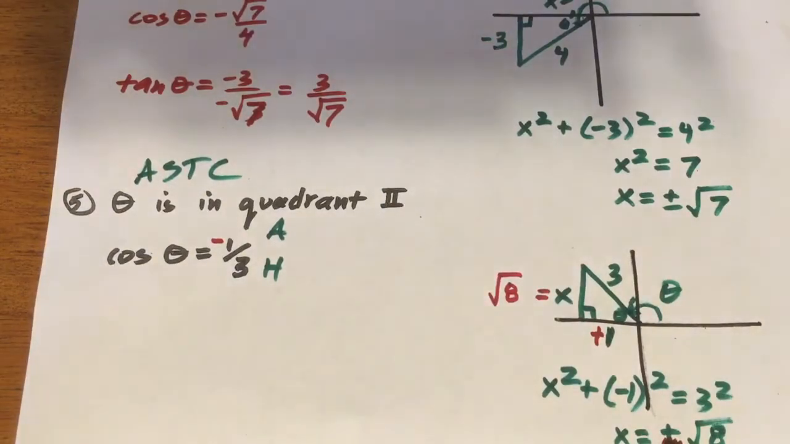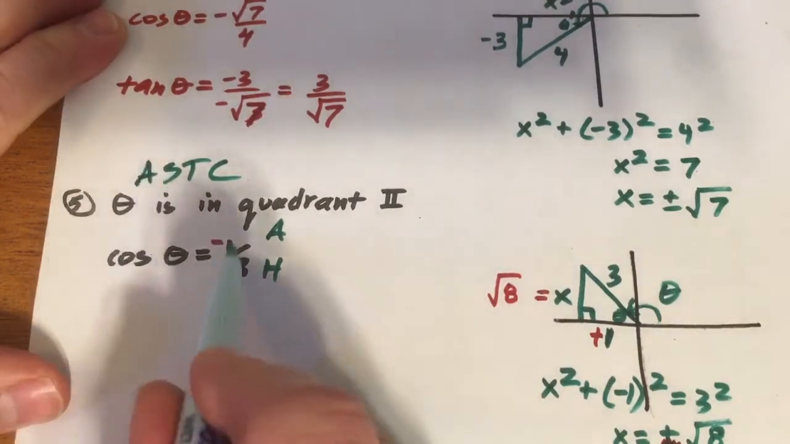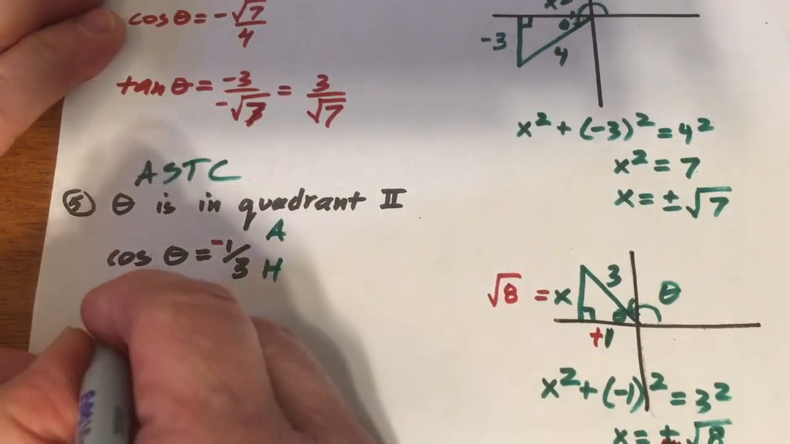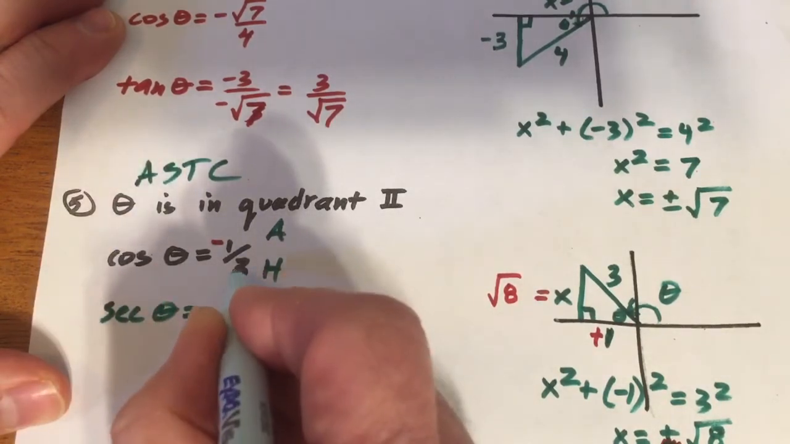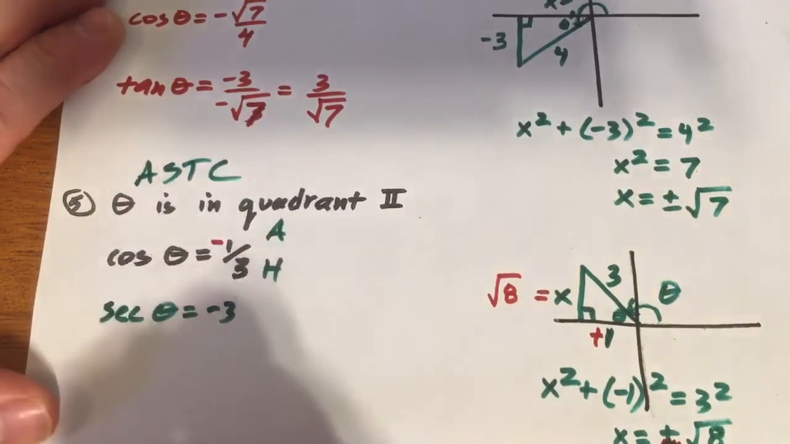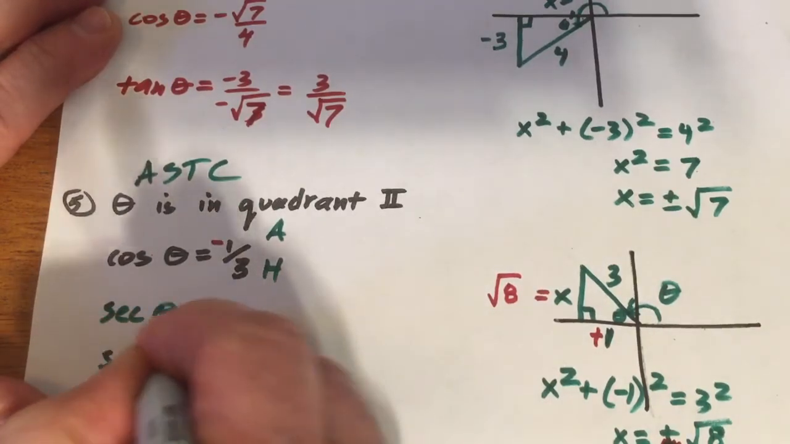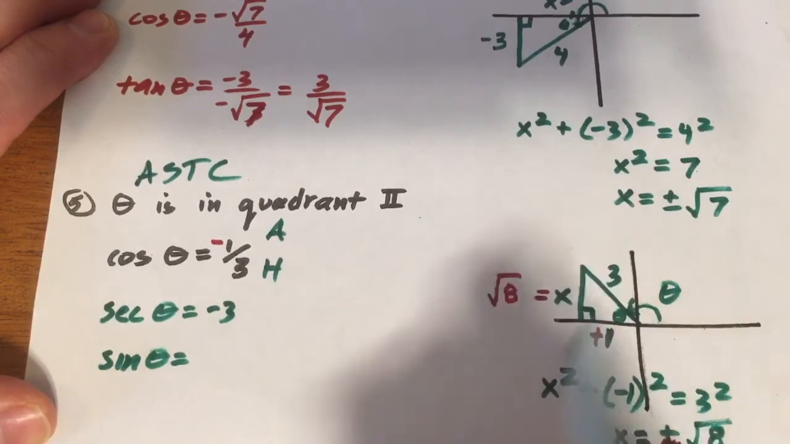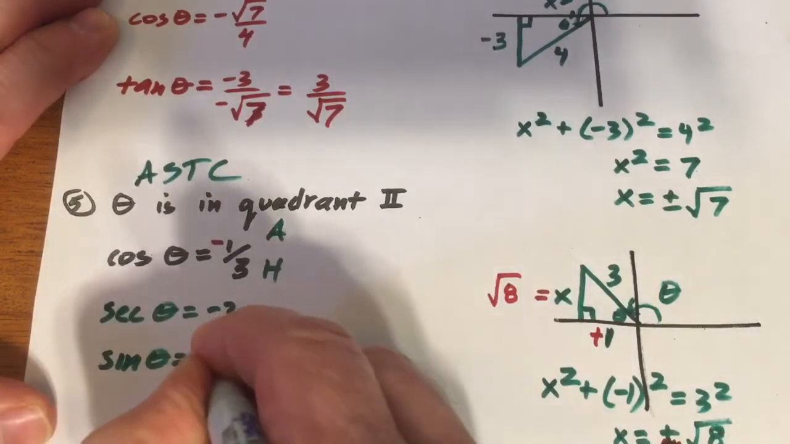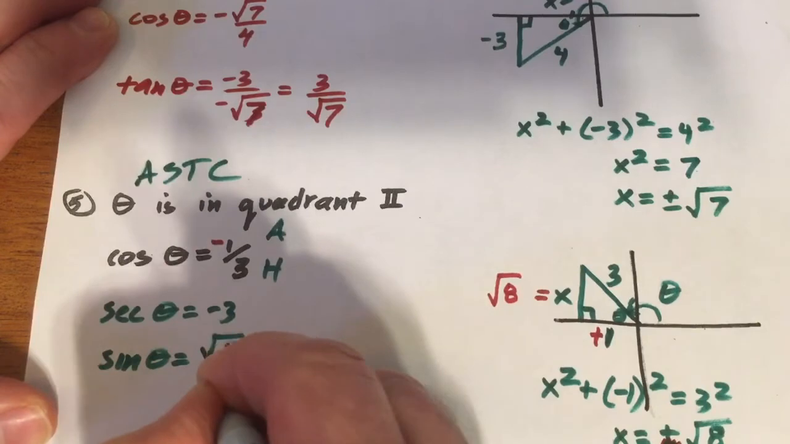You can go ahead and use that to finish up the problem, but to get the signs of all the trig functions, you want to use all students take calculus. Let's look at an example. We know cosine is negative 1/3, and we can get secant to be the reciprocal, which is negative 3 over 1, which is negative 3. Let's do sine. Well, our sine is going to be opposite over hypotenuse, isn't it? So that'll be square root of 8 over 3.